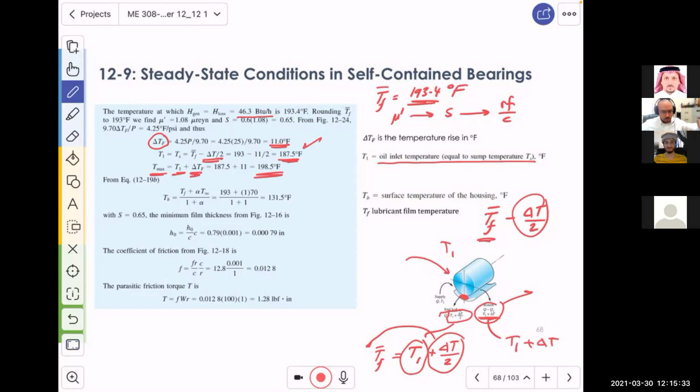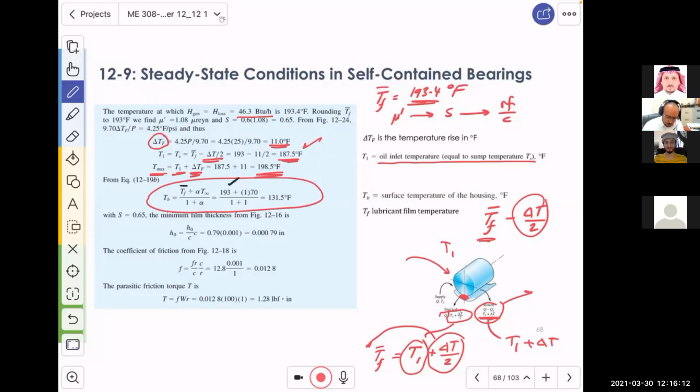Now, we can go back to the equation. The question might ask us a lot. For example, what is the temperature of the surface of the bearing? You know now what is happening in that little tiny thin film. Well, we know that equation. I just need to warn you about one little correction: there is a missing bar here. This is the average film temperature, T bar F, plus alpha multiplied by T infinity, which is the environment temperature or the surrounding temperature, divided by 1 plus alpha.